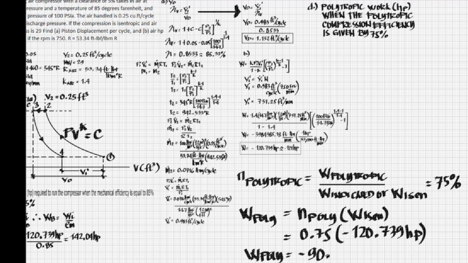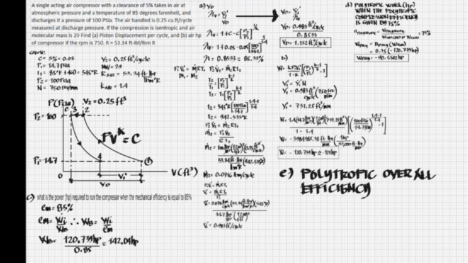Okay. Now by pressing my calculator, my work polytropic is equal to negative 90.5542 in terms of horsepower. Now next question, for letter E. So what will be the polytropic overall efficiency?